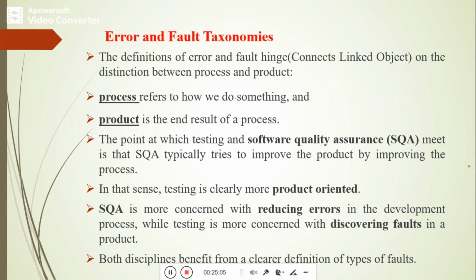That is what we are calling a process. The product is nothing but the end result of that particular process. For example, when we want to produce a product to the market, we will follow the SDLC life cycle: requirement specification, design, implementation and test, then produce the product to the market.